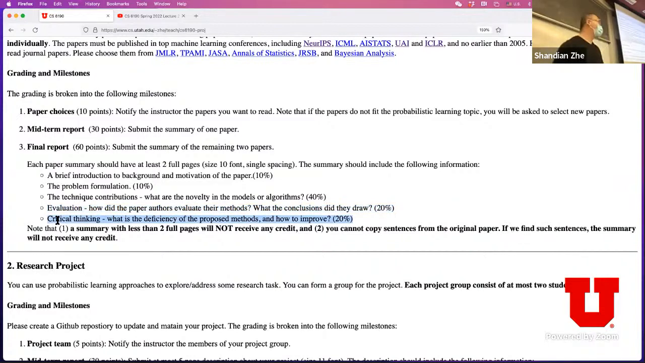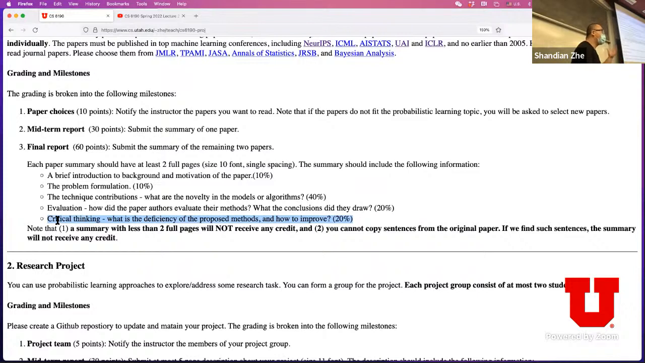And finally, we want a little bit of critical thinking. If you just read papers, you forget them. So actually the most important part, especially for PhD students, is the critical thinking. They present their work, right?